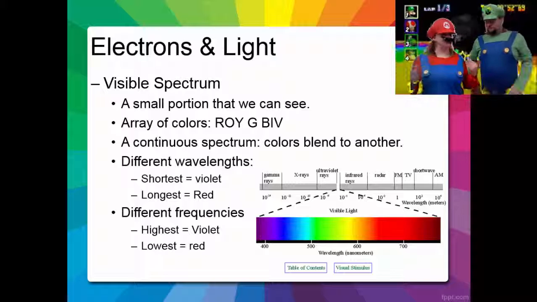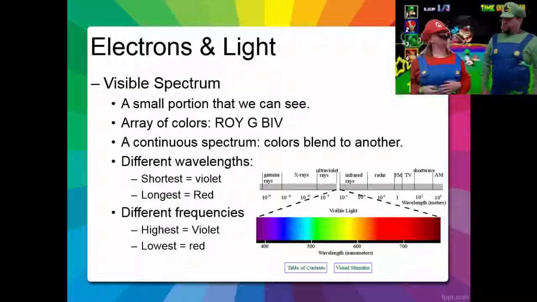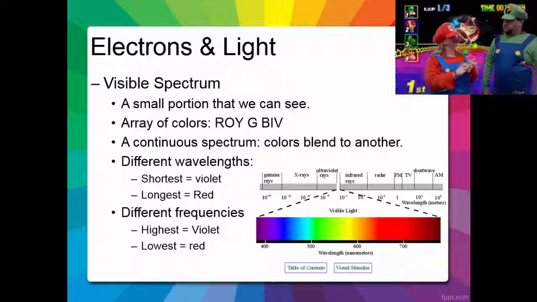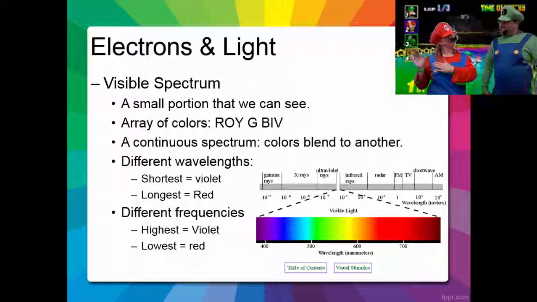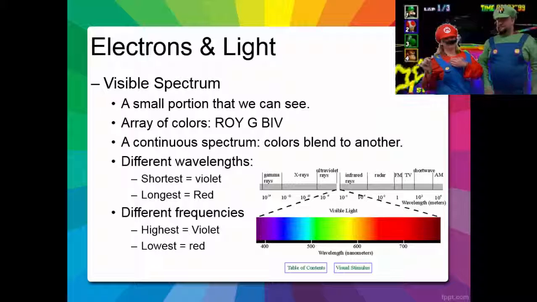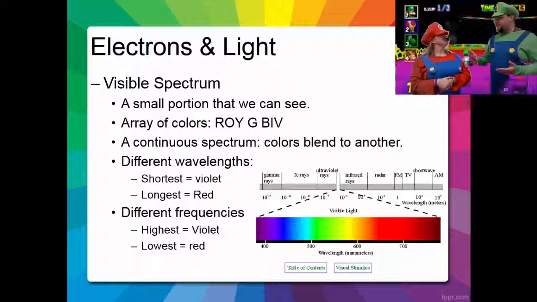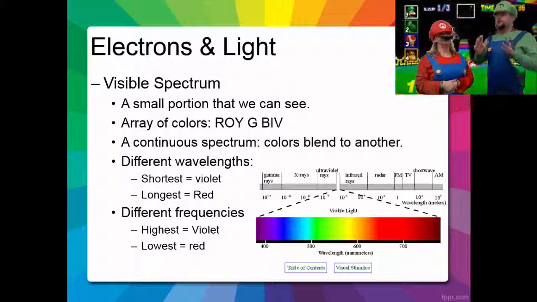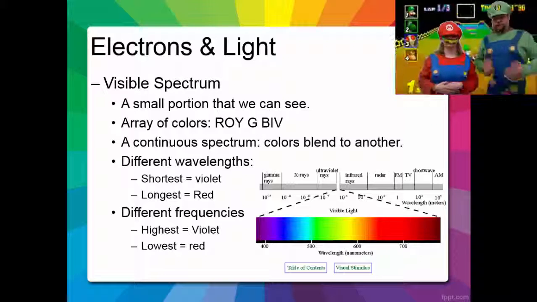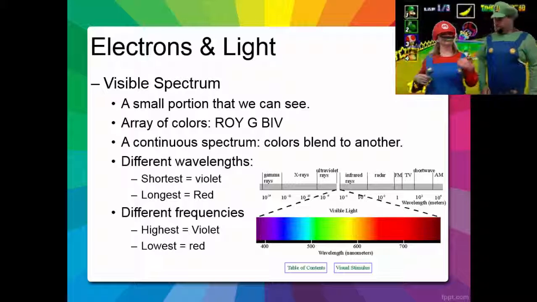Now, they all have different wavelengths. The shortest of the wavelengths is the violet side of the spectrum, and the longest is the red side of the spectrum. So the different sized wavelength, the different color we see. Exactly. And then, of course, there's different frequencies.